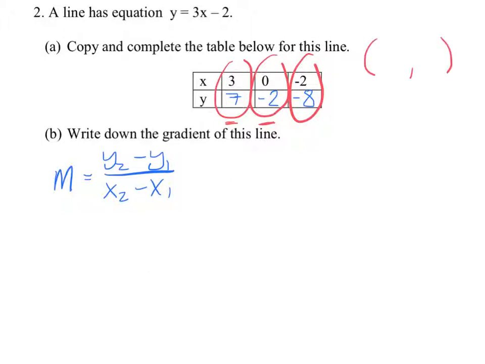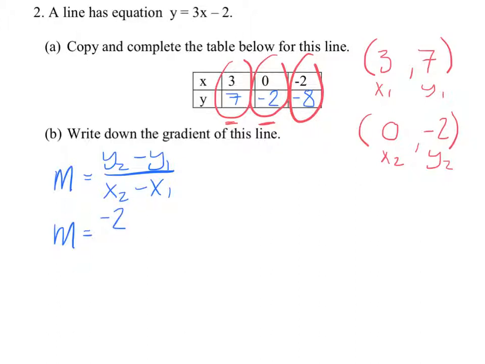So the first one is x is 3 and y is 7, so we'll call that x1 and y1. And the second point, x is 0 and y is negative 2, so that'll be our x2 and y2. Substituting these values into our gradient formula, we have m equals y2, which is negative 2, and we're subtracting y1, which is 7, divided by x2, which is 0, take away x1, which is 3.